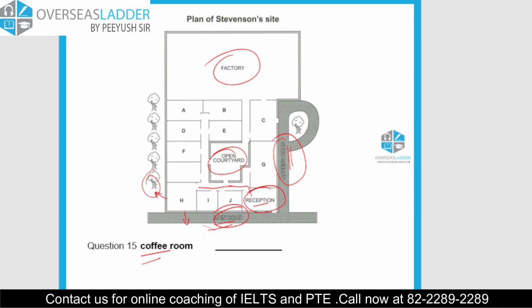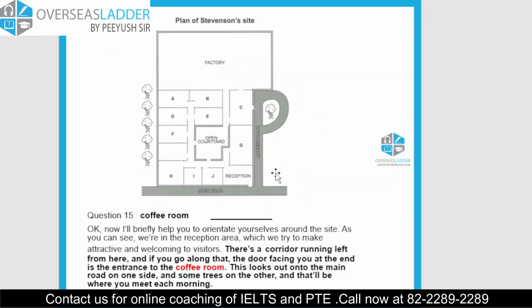All right, so we have just worked on the first question. So let's get some more clarification. So what does it actually talk about? It says there is a corridor running left from here. So it means we are at the reception, right? So they are at the reception area. There's a corridor running left. So you know that this would be the left side, okay?